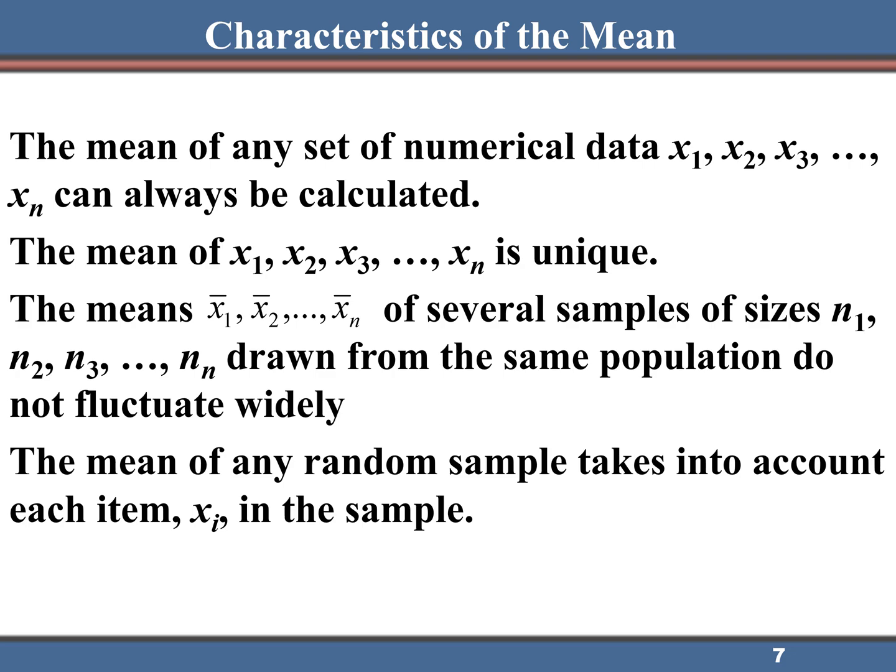The mean is the most widely used measure of central tendency. It always exists and it's unique for a given set of data. It utilizes each number in the data set. The mean is usually reliable in the sense that the means of several samples drawn from the same population do not fluctuate widely.